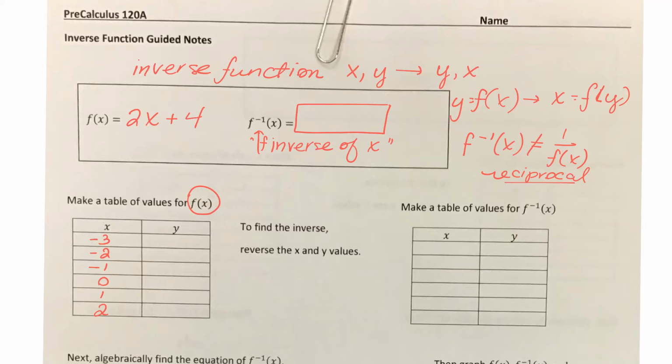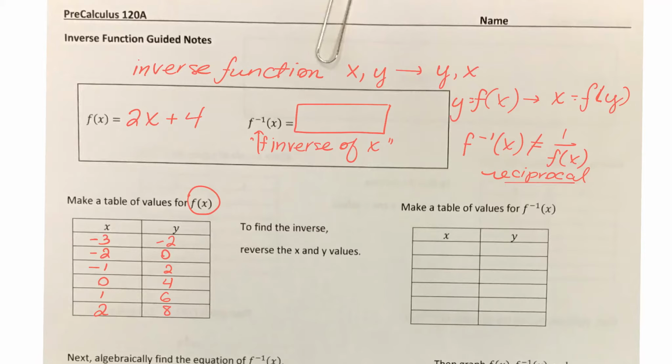So 2 times negative 3 is negative 6, plus 4 is negative 2. Negative 2 times 2 is negative 4, plus 4 is 0. 2 times negative 1 is negative 2, plus 4 is 2. 2 times 0 is 0, plus 4 is 4. 2 times 1 is 2, plus 4 is 6. And 2 times 2 plus 4 is 8.